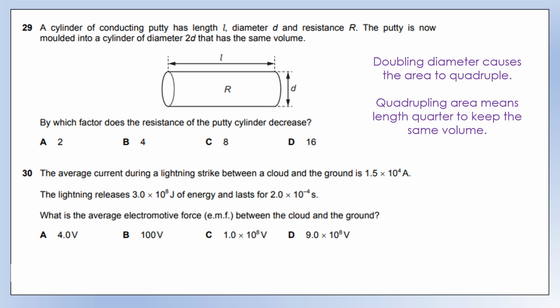Quadrupling the area must mean the length has been quartered to keep the same volume, and quartering the length quarters the resistance. So we have quartered the resistance twice, which means we're 1/16 of the original resistance.